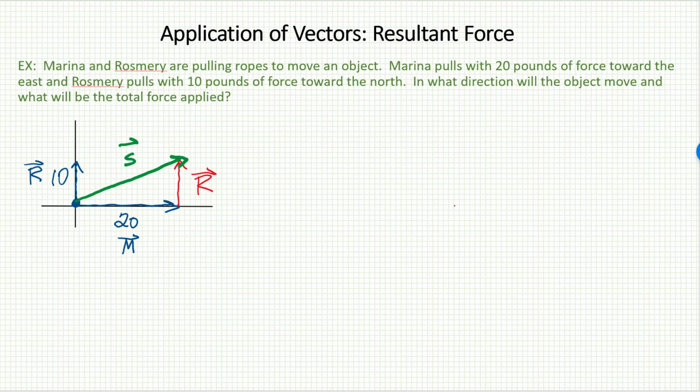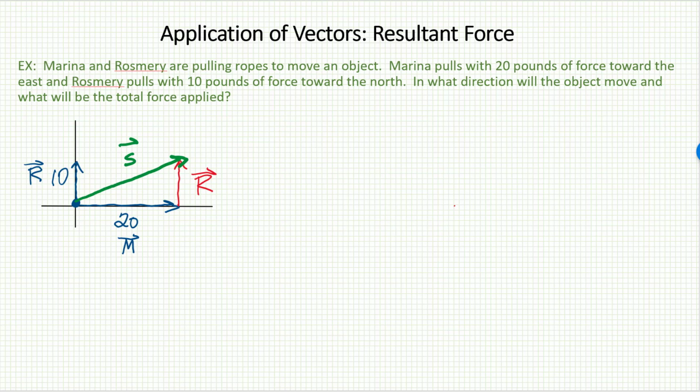That vector shows exactly what's going to happen to this object. It's not going to move toward Marina or toward Rosemary. It's going to move somewhere in between them. I think that should make sense to you. If you look at the picture, it looks like it's moving a little bit closer to Marina than to Rosemary. That's because she's pulling a little bit more forcefully.